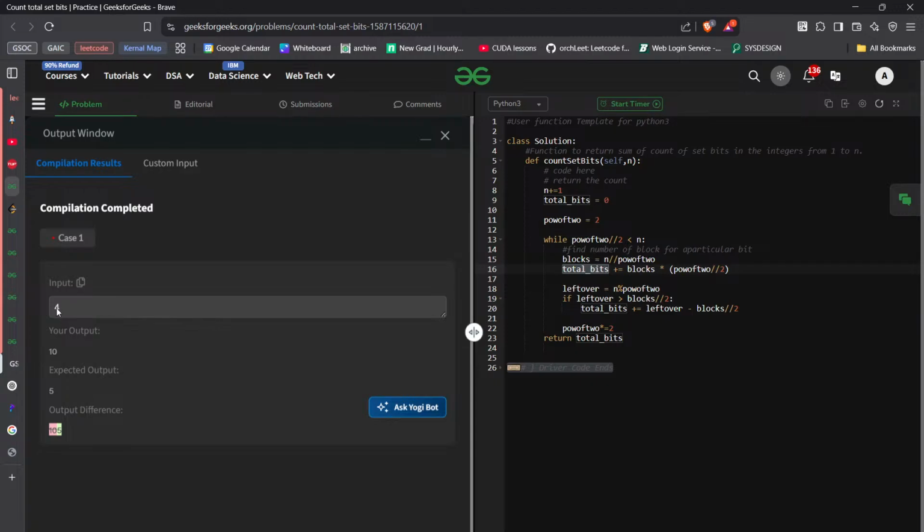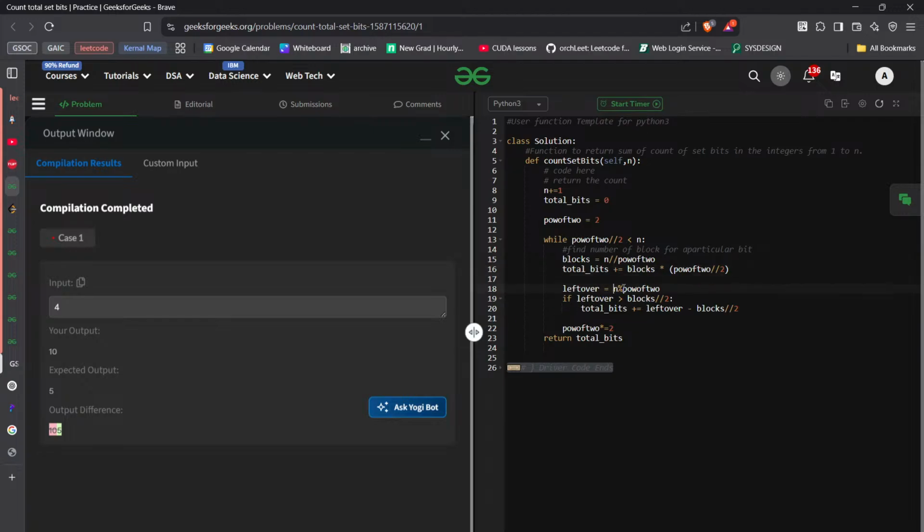So for 4 we'll have 2. Power of 2: 2 divided by 2 is less than 4. Yes. Blocks is equal to 4 divided by power of 2, that is 2. So we have 2 blocks. Total bits in these 2 blocks will be, in each block we have 1. So 2 blocks into power of 2, 2 divided by 2, 1. So total bits will be 2 here.